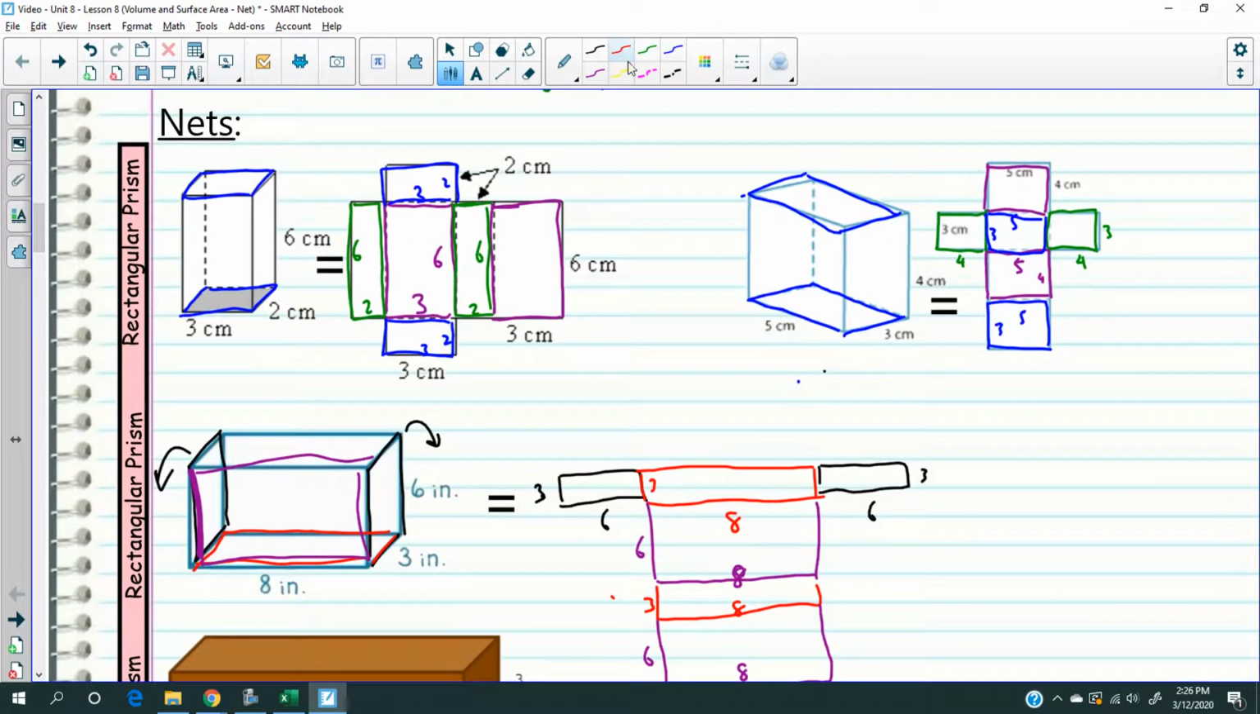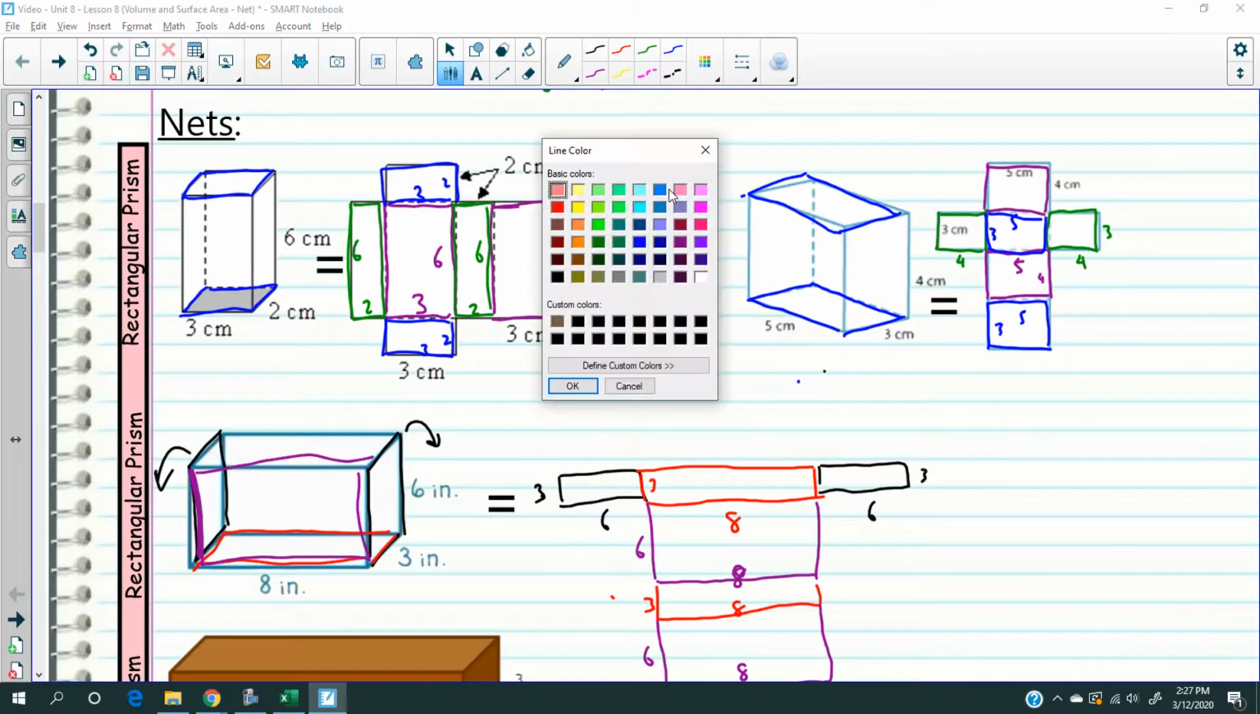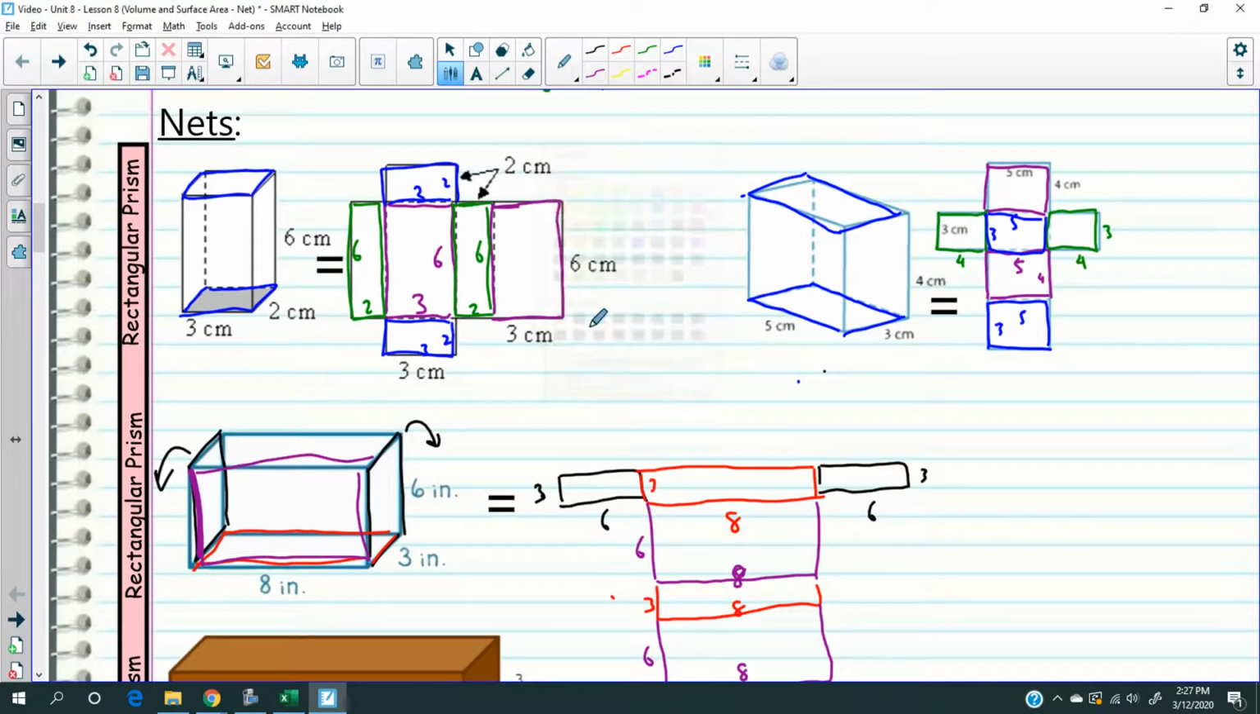Okay, let me use a different color marker. Let's use something fantastic. Like, let's go with pink. All right, hot pink. There we go. Easy to see. Okay, so 2 by 3, 6, 6 by 2, 12, 6 by 3, 18, 6 by 2, 12, 6 by 3, 18, 3 by 2, 6. And then you got to add all 6 sides together. So we can do that real quick. All right, if you want to, you can write it out. I'm just going to use my calculator.